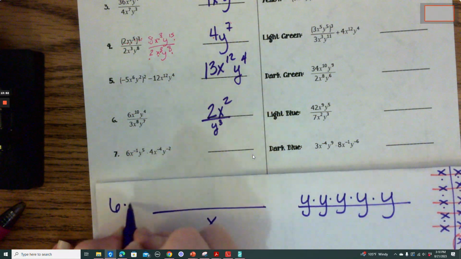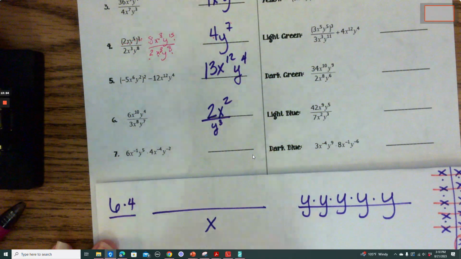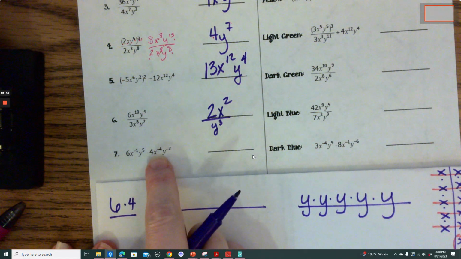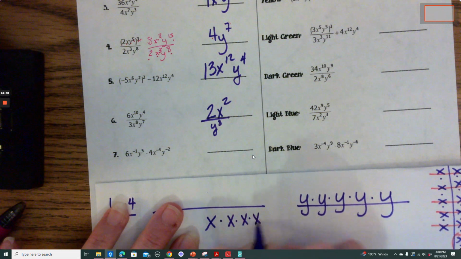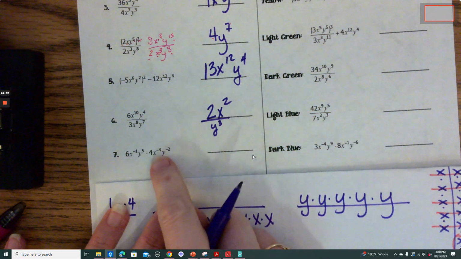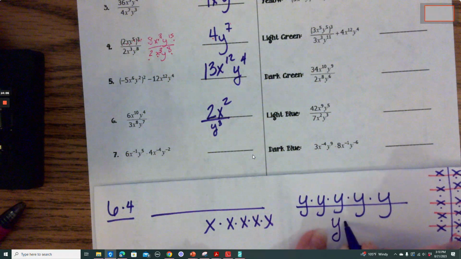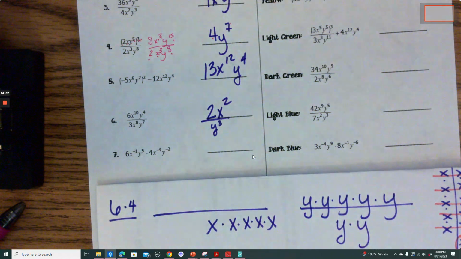So now I've got a 4. That's again on top. X to the -4, that's 4 more x's on the bottom: 2, 3, 4. And then y to the -2 is 2 y's on the bottom. So whatever power we're going to, that's how many x's or y's. And if it's negative, it just goes on the bottom of a fraction. If it's positive, top part of a fraction.